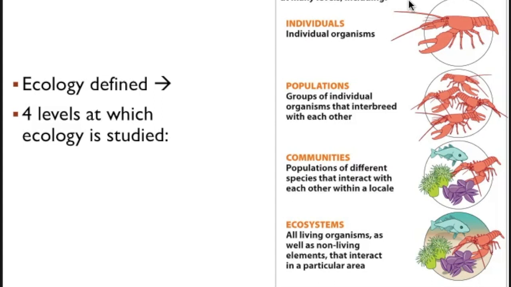In chapter 15, we're going to move on to communities, and communities are how different populations interact with each other. And then we'll move on to ecosystems in chapter 15 as well, looking at how all the communities are interacting with the abiotic or non-living elements of that environment that they live in. Okay, but this one is chapter 14 right now. We're going to focus on population ecology.